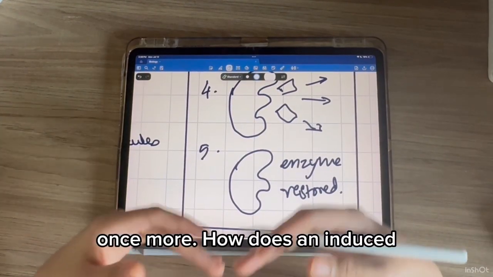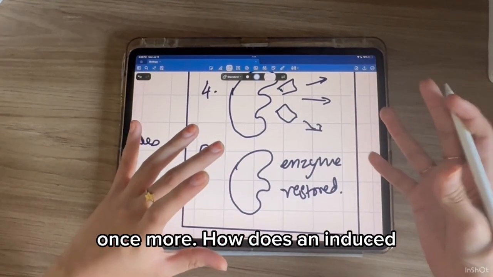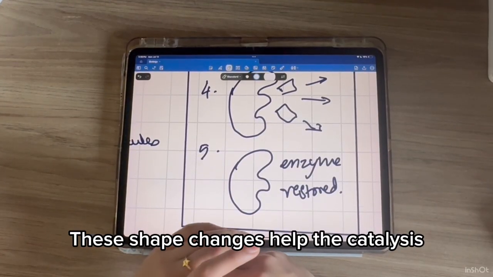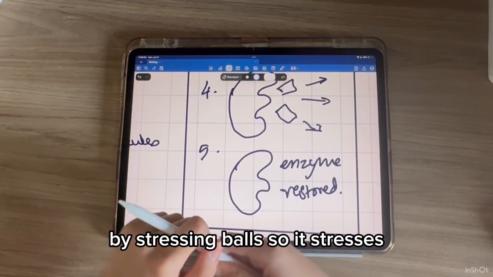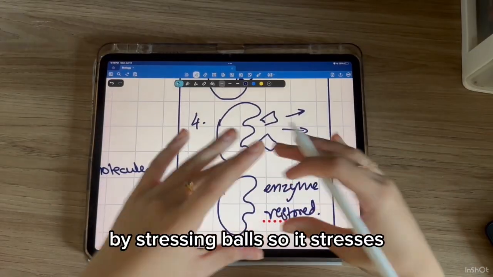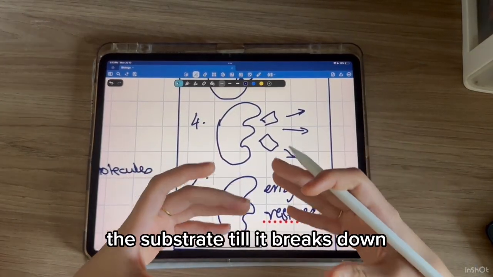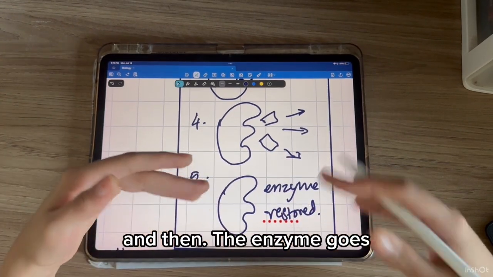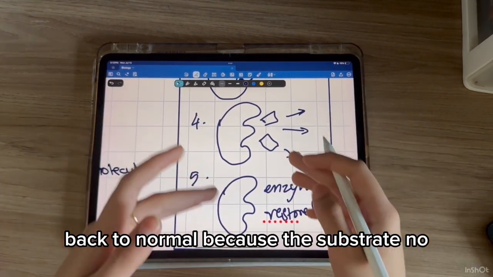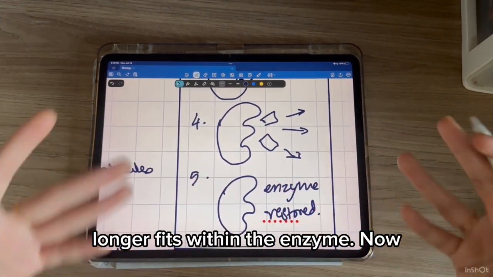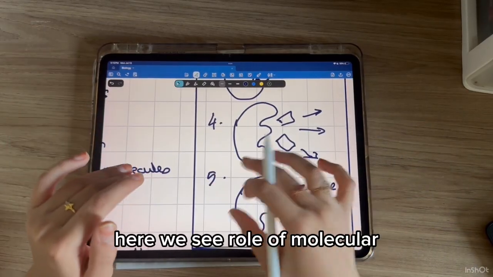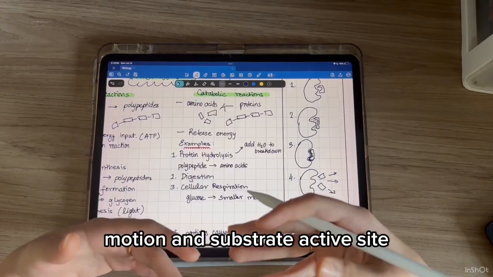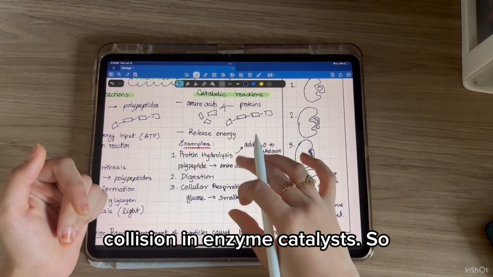How does an induced fit help catalysis? These shape changes help the catalysis by stressing bonds. So it stresses the substrate till it breaks down, and then the enzyme goes back to normal because the substrate no longer fits within the enzyme. Now, here we see the role of molecular motion and substrate active site collision in enzyme catalysts.